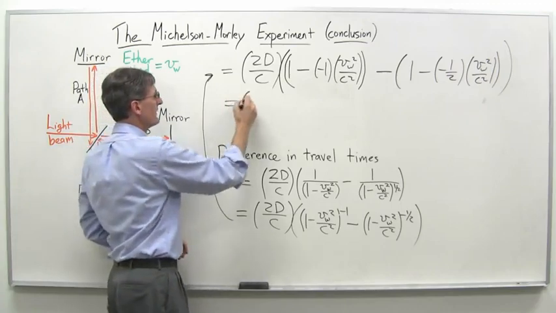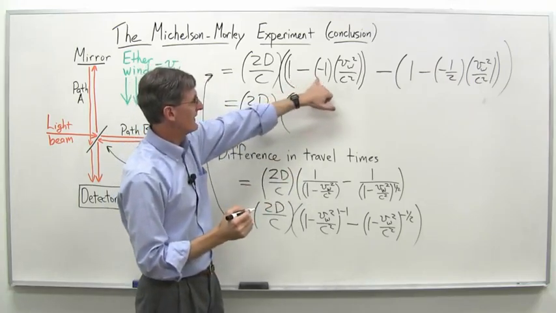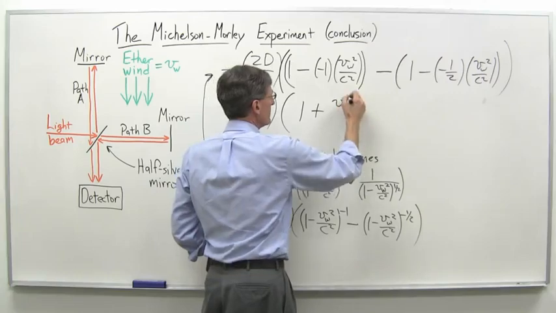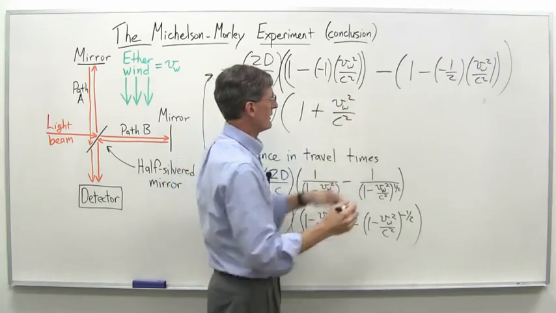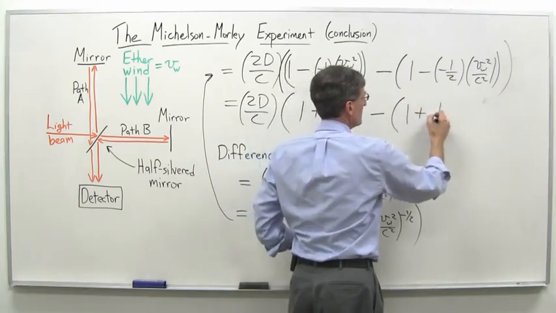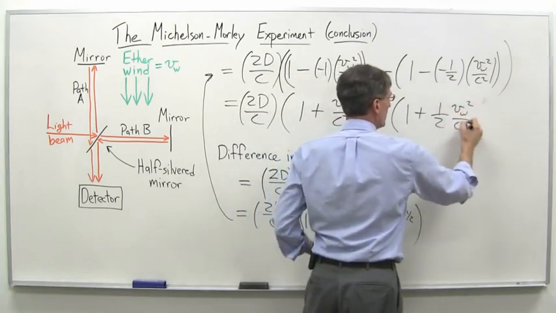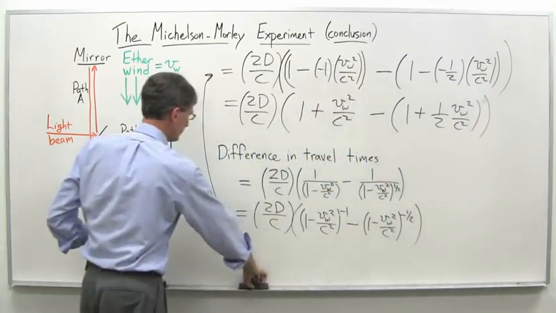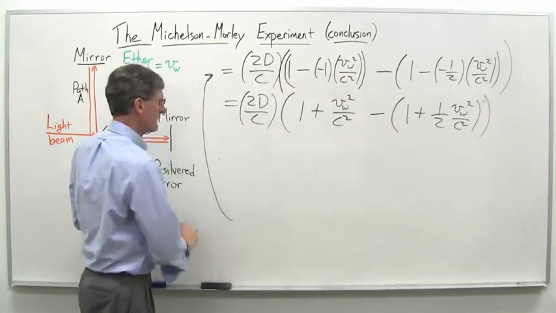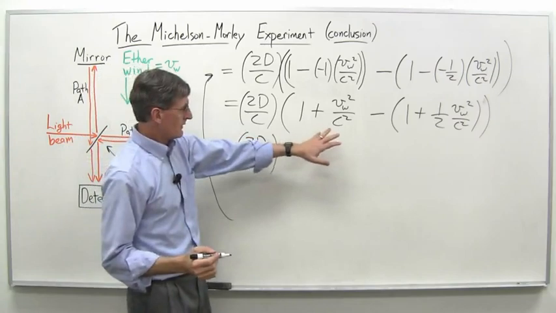We still have the 2d over c on the outside, so that's fine. Now I've got 1 minus a negative 1 times that. That's just 1 plus that. So this becomes 1 plus VW squared over c squared. Over here I've got minus, and we'll do it step by step here, 1 plus 1/2, because minus times minus is positive, 1/2 VW squared over c squared. And we're almost there. Equals 2d over c. So what have I got here?